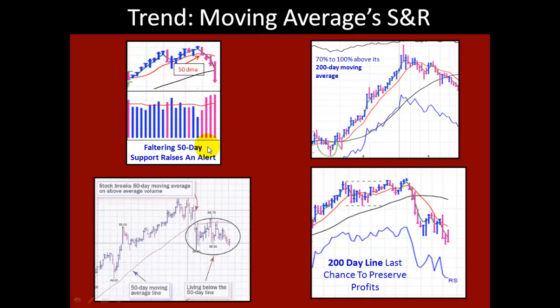Here we have an example. We have a faltering 50-day. So price was above the 50-day, it fails, crashes through. That should raise a red flag.